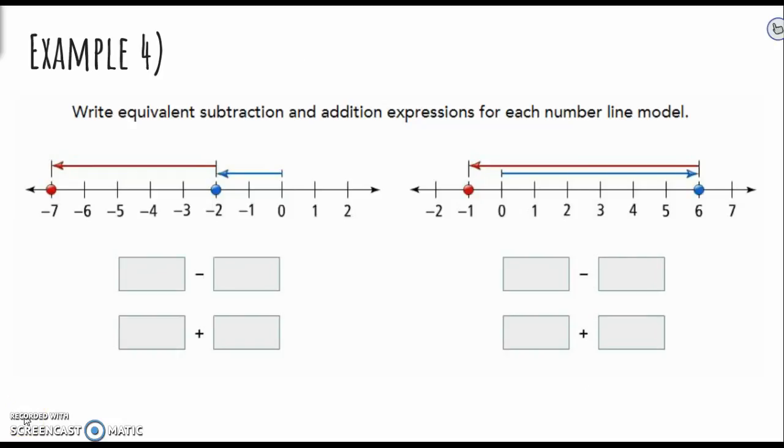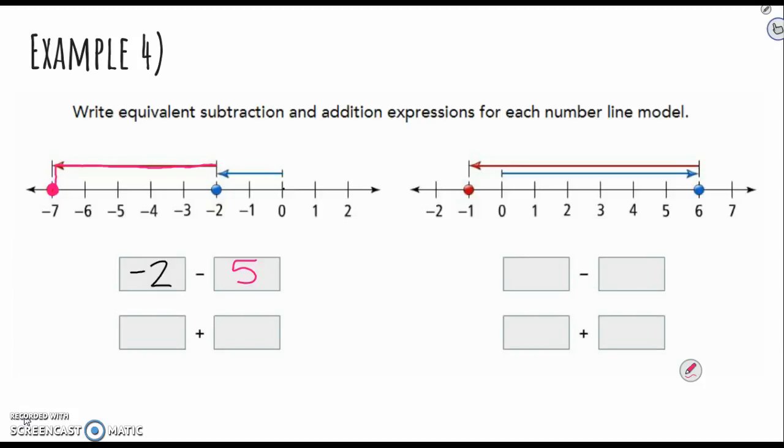For this example, we are going to write equivalent subtraction and addition expressions for each number line model. Let's look at the first one together. As we can see, we started at 0, and our first number in our expression is negative 2, because that's how many units we are from 0. From there, we are subtracting. And we can count that we're subtracting 1, 2, 3, 4, 5 units. So negative 2 minus 5 is negative 7.